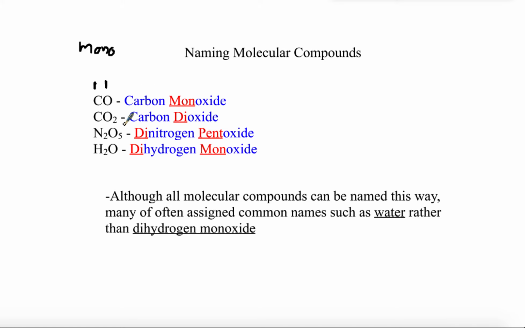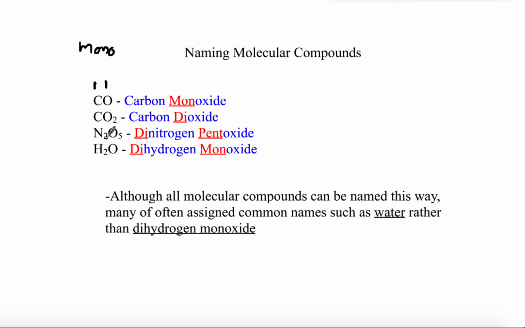Now if I have two oxygens, it makes CO2. Again, I have one carbon. We don't use mono. So one carbon, so just carbon, and now I have two oxygens, so I'm going to use this prefix di. Okay, so it becomes carbon dioxide, which means one carbon, two oxygen. Okay, second example, third example here, sorry.